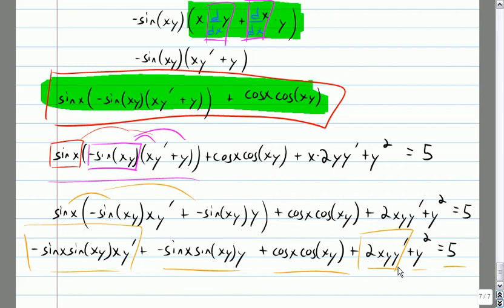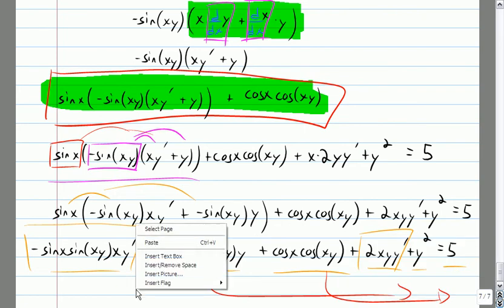Wait, so then you just subtract the y primes on the right? I'd keep the y primes on the left, and then move the others to the right. Take y prime out, then divide. Okay, so we're almost there.